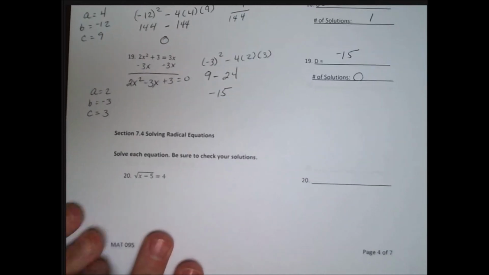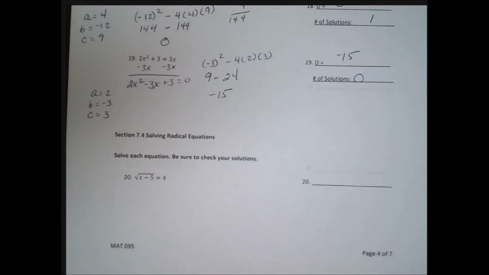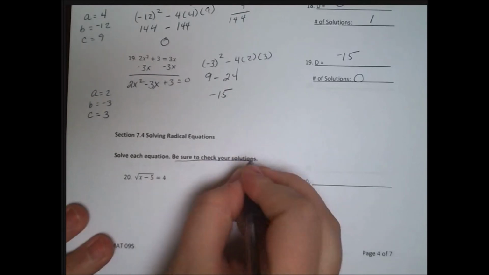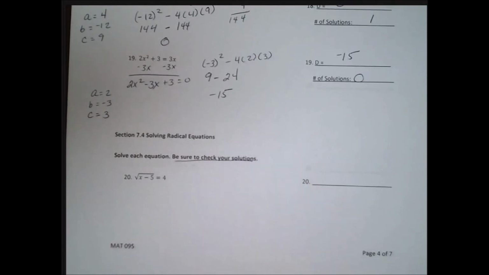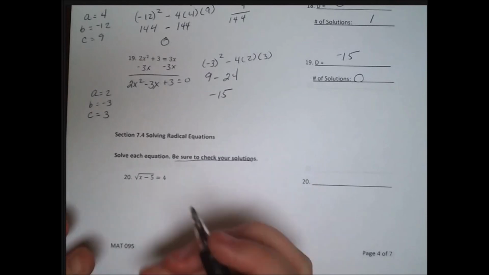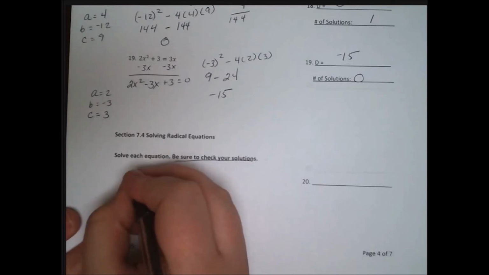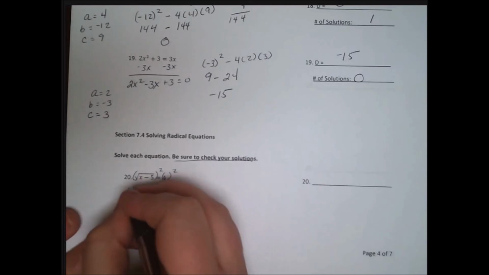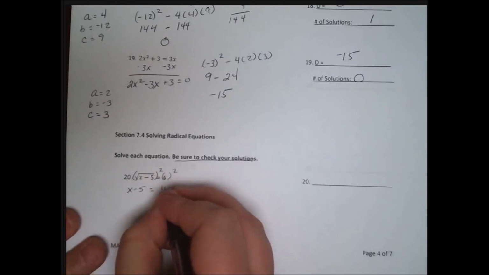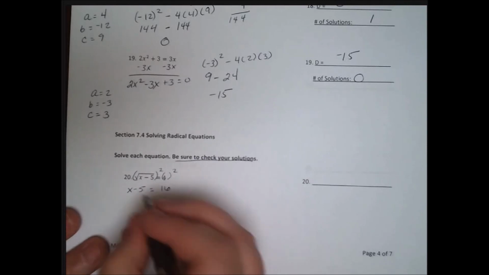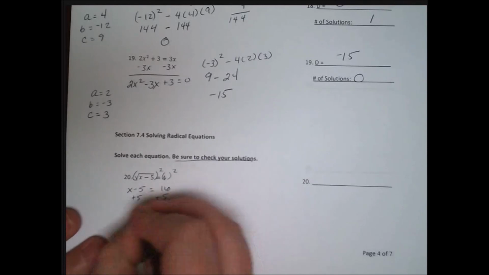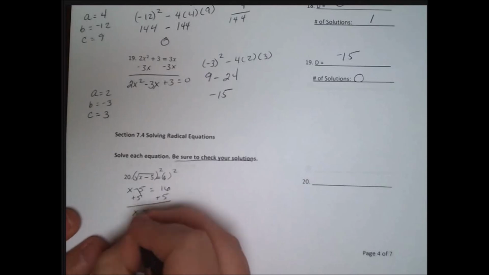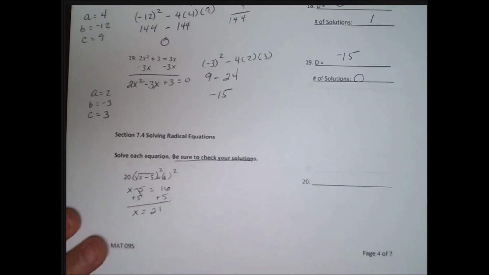So moving on to section 7.4, they say to solve each equation, be sure to check your solutions. This is the key. Make sure you do check your solutions. You do have to. Sometimes you'll find that your solutions don't work. So we want to get this x by itself, so we're going to square both sides, which leaves us with x minus 5 equals 16. Add 5 to both sides to get x equals 21.